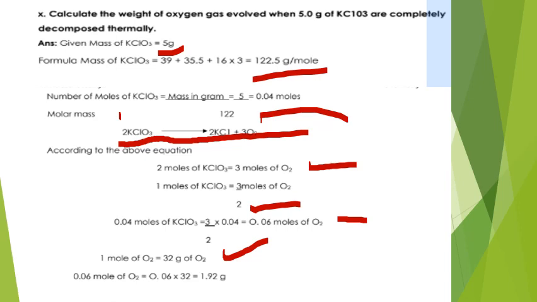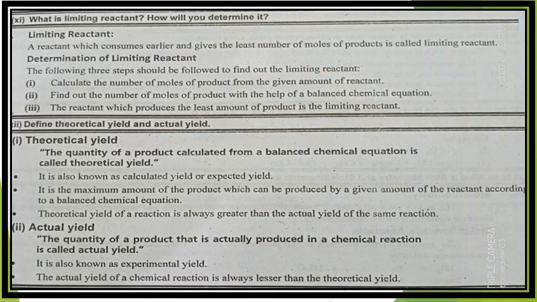That's all. Now the next one is: what is a limiting reactant? How will you determine it? The limiting reactant is the one which is consumed early. How to determine it? You have to calculate the number of moles of product from the given data, with the help of the balanced chemical equation. Then the reactant which produces the least amount of product is the limiting reactant.